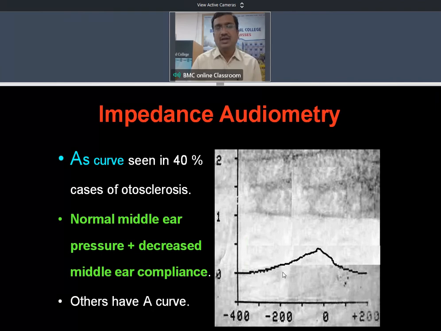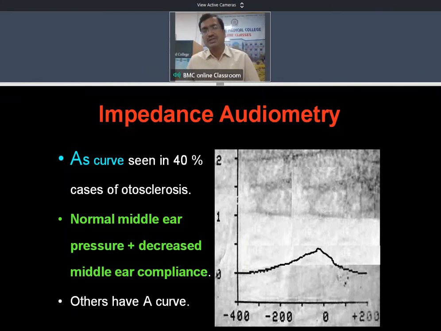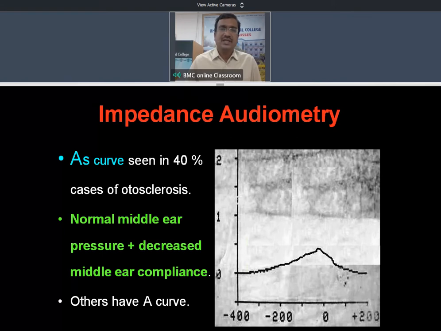A type means we will see the peak at 0 mm of H2O. If the pressure in the external auditory canal is 0 mm of H2O, then you can see the peak pressure. That is called the type A impedance audiogram. Usually in normal people it is a type A impedance audiogram. If it is As type, definitely that is because of some ossicular fixation. We can't say whether it is because of otosclerosis. Sometimes there will be a congenital ossicular fixation also. Those conditions also will show the As type.